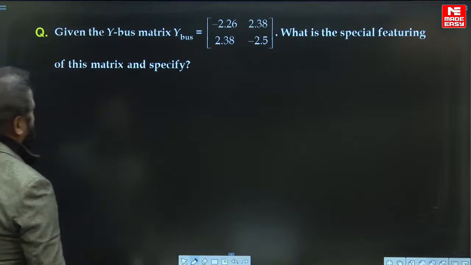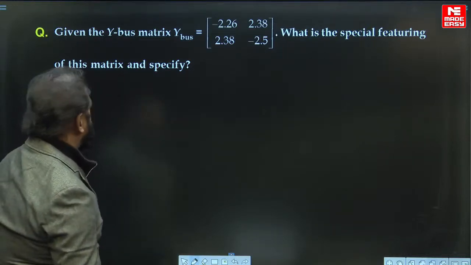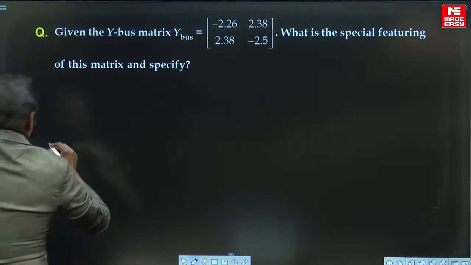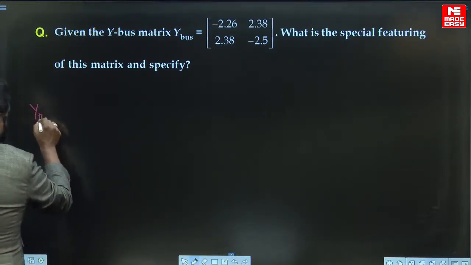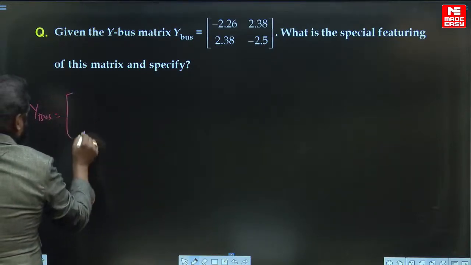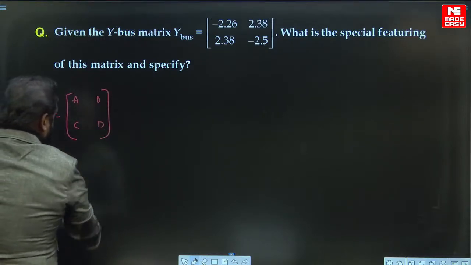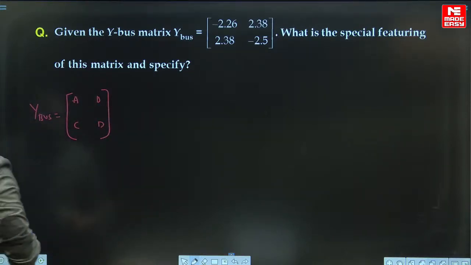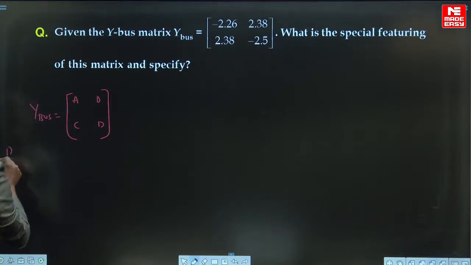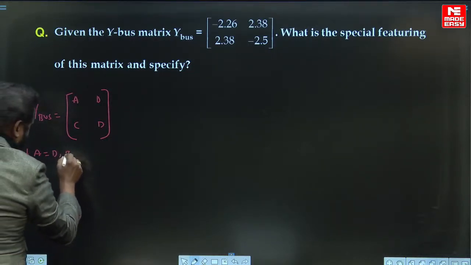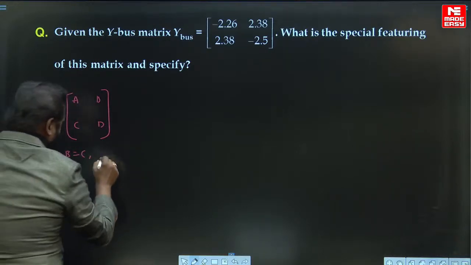Given the Y-bus matrix, what is the specific feature in this matrix? Normally I will take the Y-bus like this: equals A, B, C, D. Case 1: if A equals D and B equals C, it is the normal form.